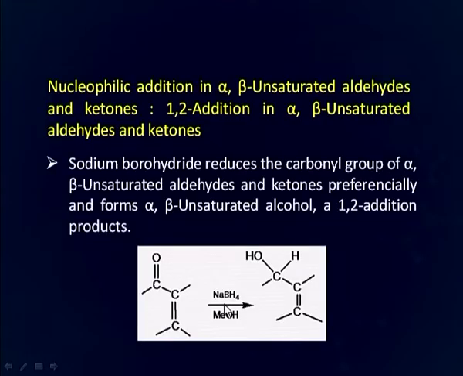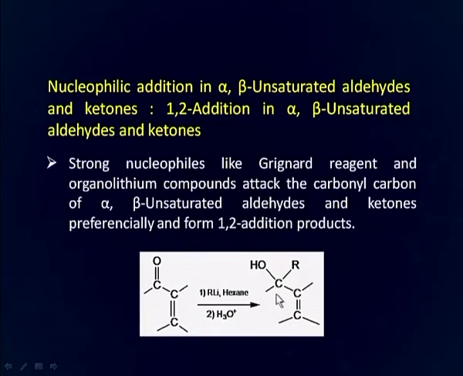So, both lithium aluminium hydride and sodium borohydride undergo 1,2 addition in case of alpha beta unsaturated aldehydes and ketones. Now, strong nucleophiles like Grignard reagent and organolithium compounds attack the carbonyl carbon of alpha beta unsaturated aldehydes and ketones preferentially at the 1,2 position and form a 1,2 addition product, as can be seen in this figure. That carbonyl group has been attacked by the carbanion from this alkyl lithium, and there is formation of alpha beta unsaturated alcohol.